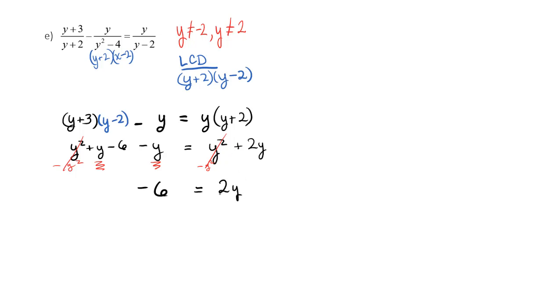Now I can divide both sides by 2. And y is equal to negative 3. Since negative 3 was not one of my restrictions on the domain, I can say that y equals negative 3 is the solution to that rational equation.